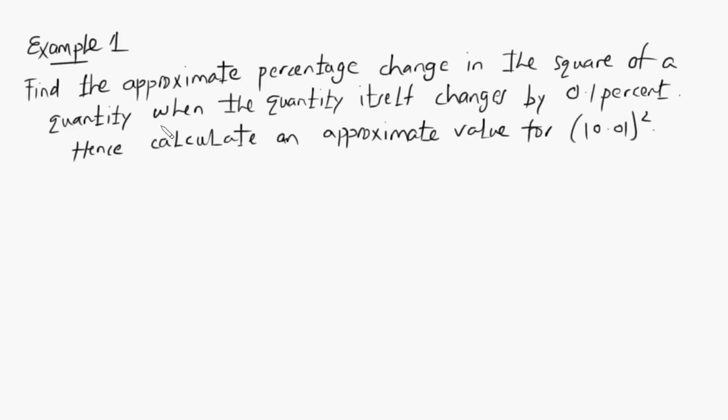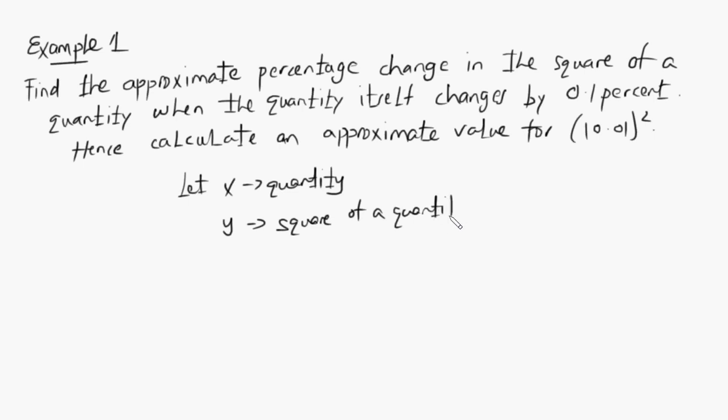So, look at the example. It says, find the approximate percentage change in the square of a quantity when the quantity itself changes by 0.1%. Hence, calculate an approximate value for 10.01 squared. So, we have a quantity. So let x now be the quantity, and y is the square of the quantity.